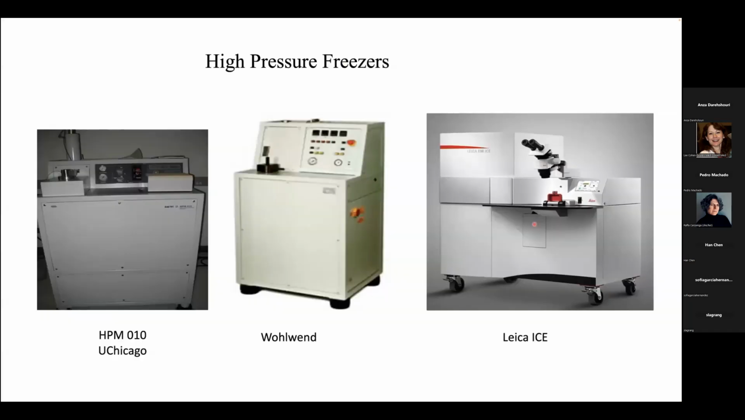And there's several HPFs out there. Just to get this out of the way, this is the one we have at UChicago, HPM010. It's no longer manufactured. Commercially you can get the Wolwend instrument, and historically Wolwend was involved in the engineering of the 010. So the Wolwend instrument is very similar and works very similarly to the classic HPM010. And then you have the Leica ICE, which is a pretty new model, pretty slick, and has some really nice features.